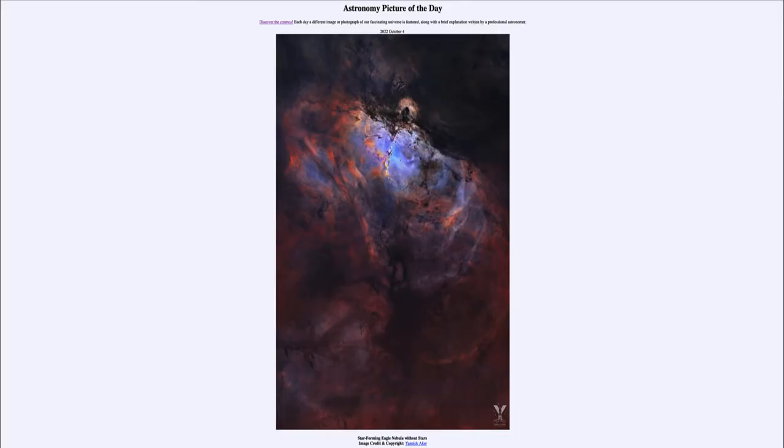One of the things that I like to do in each of my introductory astronomy classes is to begin the class with the astronomy picture of the day from the NASA website, that is apod.nasa.gov/apod. And today's picture for October 4th of 2022, well, it is titled Star-Forming Eagle Nebula Without Stars.